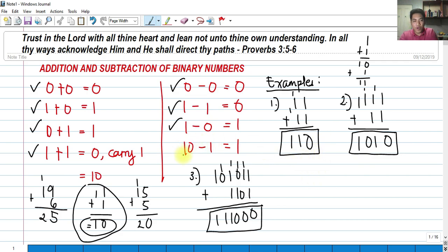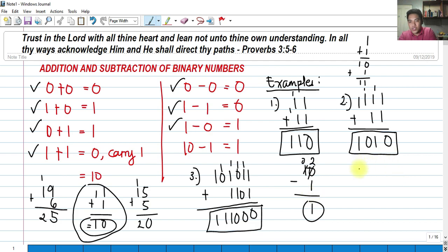So what happens here for 1 0 minus 1 is that we know 0 minus 1 cannot be. So this 0 would have to borrow from its preceding digit. If I borrow here, this would become 0 and this would become 2. Why? Because if we are going to perform this in decimal, we borrow 10 from the preceding side. So this would become 2, and 2 minus 1 would be 1.